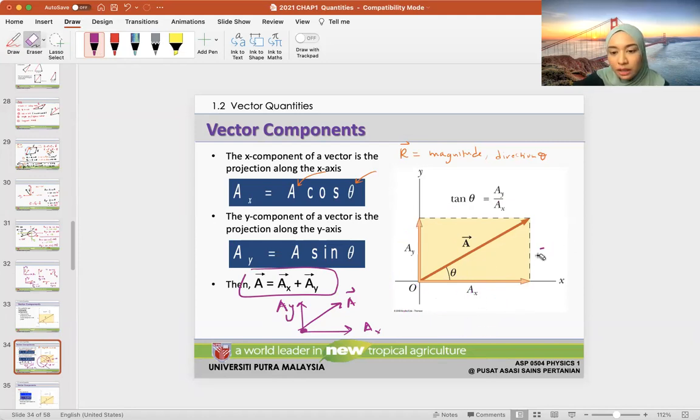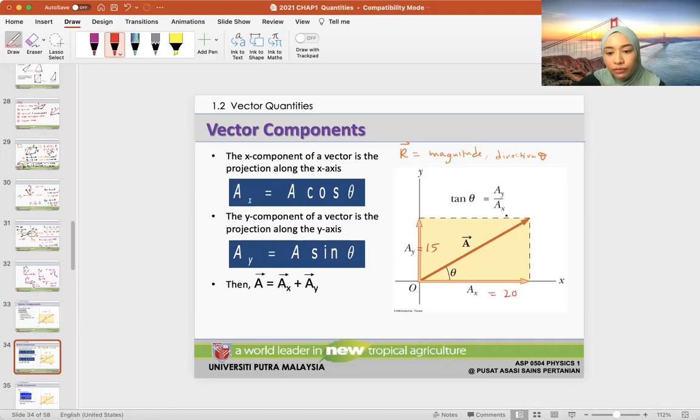What if you have the x and y components, but you don't know what the angle is, and you want to know the angle because you want to know the direction of your vector A? You have the AX and the AY. So AX is 20 and your AY is 15. So you can find that using this equation, tangent theta equals AY magnitude over AX magnitude, and you will get the angle. So it's easy. Just use the values and use your calculator. So inverse tangent. Theta equals inverse tangent of AY over AX. Okay, that's easy.